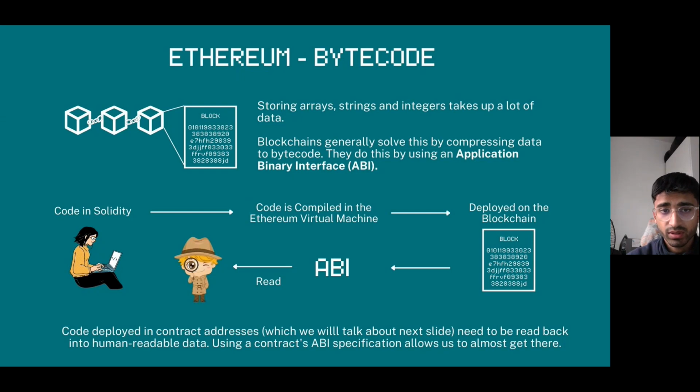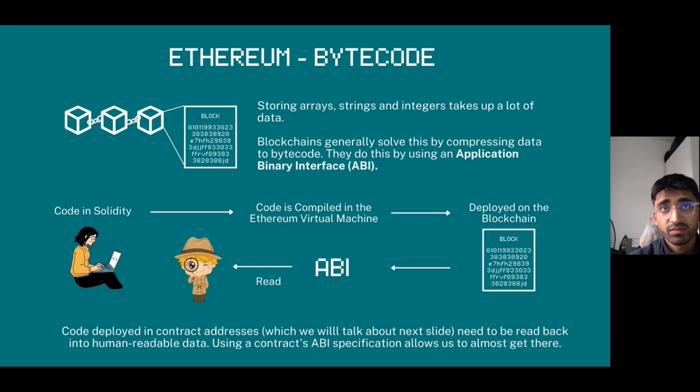And yeah, like I mentioned before, because there are so many participants in the network that store the whole database in the Ethereum blockchain, you have to come up with an efficient way of storing data, and storing arrays, strings and integers takes up a lot of data. And so generally, blockchains solve this problem by compressing things into bytecode.